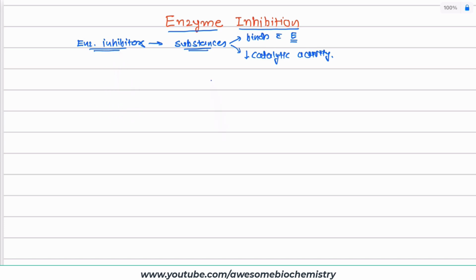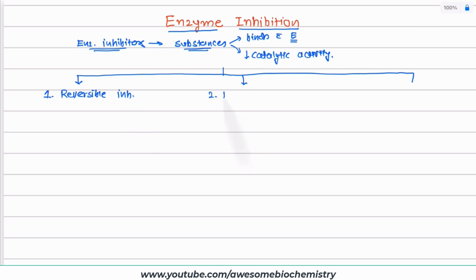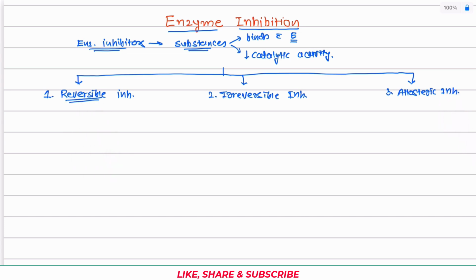In a biological system, a total of 3 different types of enzyme inhibition are seen. The first one is reversible inhibition. The second one is irreversible inhibition. And the third one is allosteric inhibition. In case of reversible inhibition, the inhibitor molecules bind with the enzyme by non-covalent bonds.